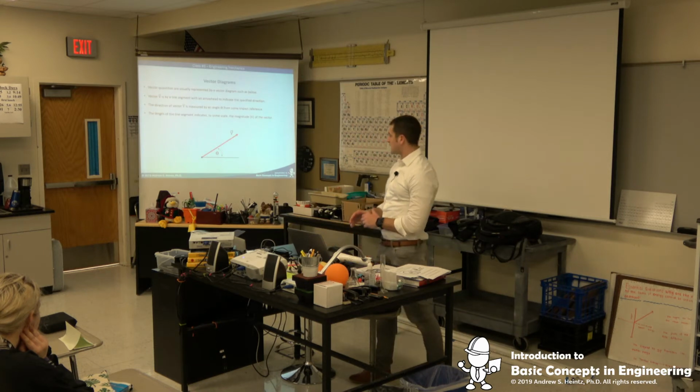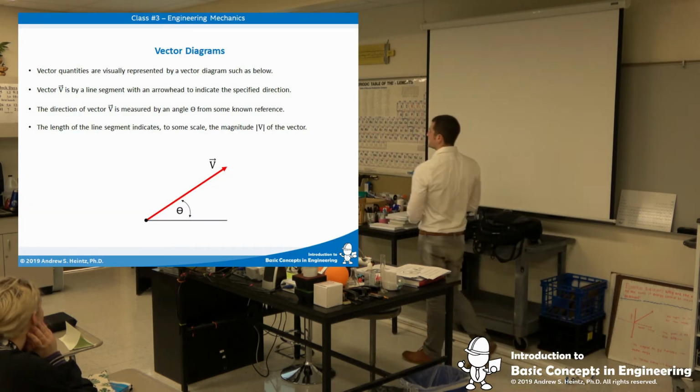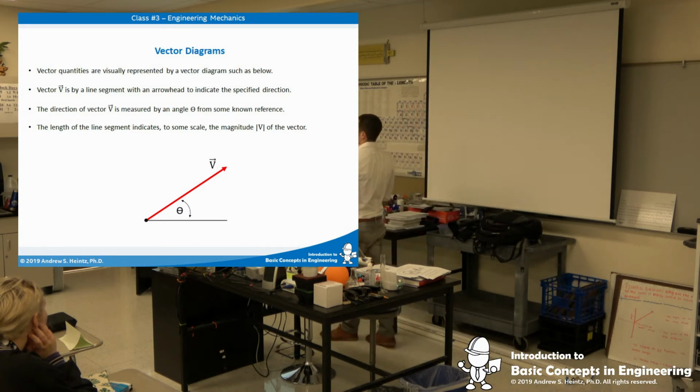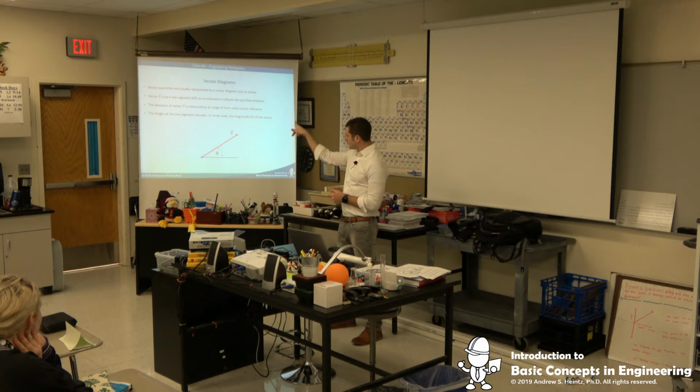Right, so vector diagrams, right? If this red line here is a vector, vector quantities are visually expressed by a vector diagram as below. So vector V, see I've got that little arrow over it. That's what we're going to use in this course to denote a vector. It's probably consistent with what you guys have seen already, I would assume. It becomes hard on the computer. I learned to do it with just one arrow on it, right? But again, if it has the arrow on it, it's okay.